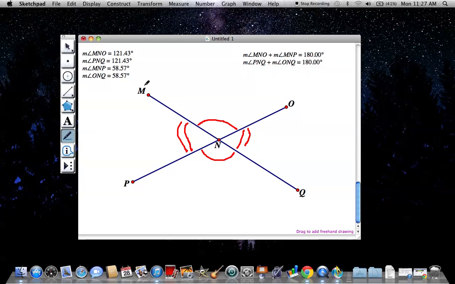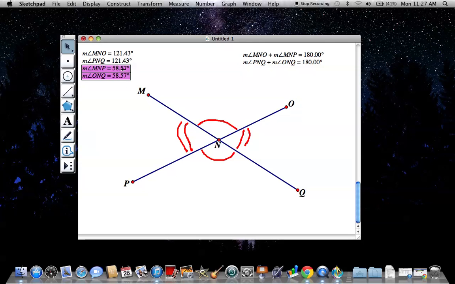Right. Now, if you'll notice up here on the left, MNO and PNQ are the exact same. All right? That's a characteristic of vertical angles. If they're vertical, then they are congruent. They have the same measure. The same thing applies to MNP and ONQ.